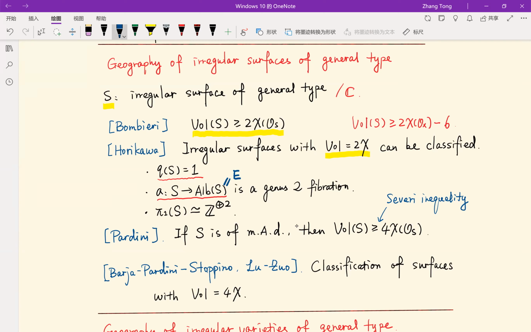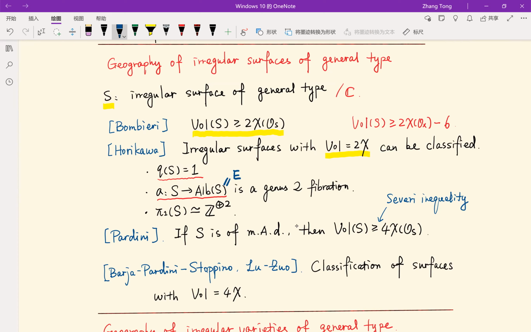Then it's natural to study the fiber. And Horikawa proved that this fibration is just a genus 2 fibration. This means that this surface S is a double cover over a ruled surface over this elliptic curve, over this genus 1 curve. And then you can use the very classical double cover formula to get the explicit structure of S. And this is what Horikawa did. So from this double cover structure, he classified the explicit structure of S.